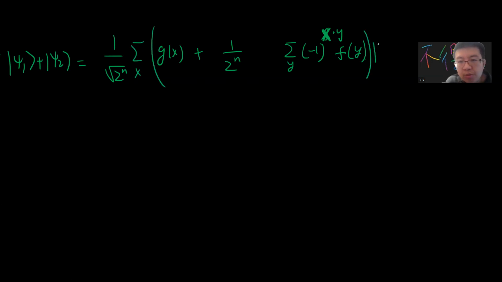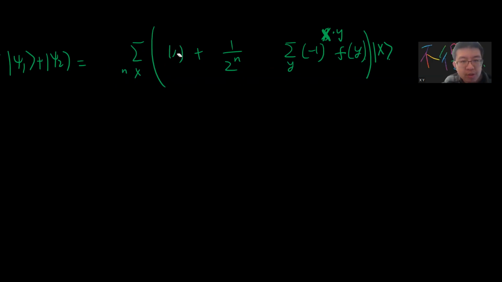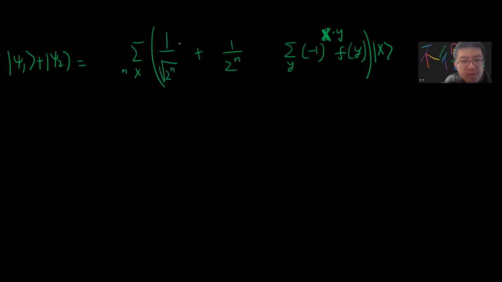Okay, I suggest that you do this calculation. Okay, here, sorry, it's incorrect. It's this. This kind of calculation is cumbersome. Okay, 1 over square root of 2 to the n, g of x, plus 1 over 2 to the n summation of minus 1 to the x y, f of y, x. Okay, so I want to calculate the absolute value of this, right? Since it's the same as calculating the norm, I want to calculate the following.